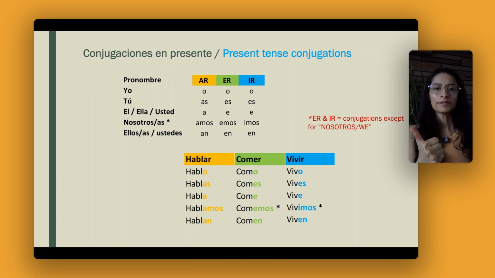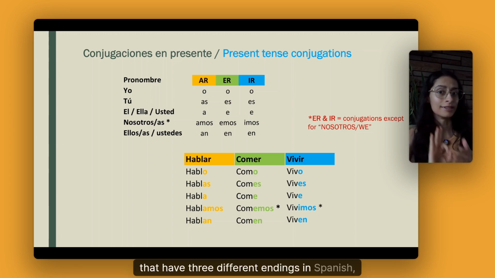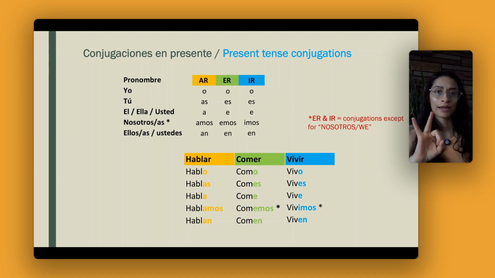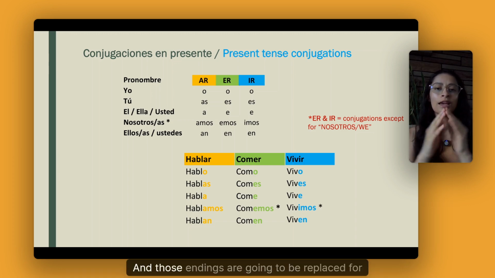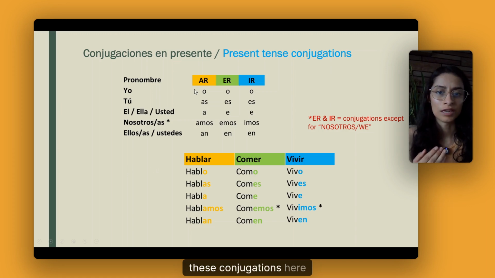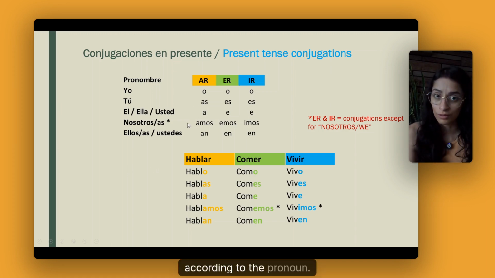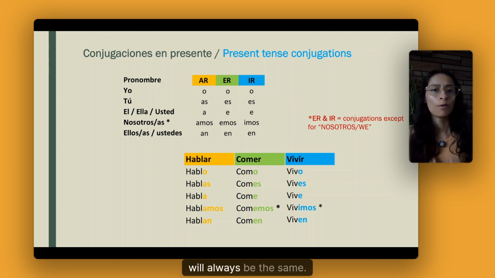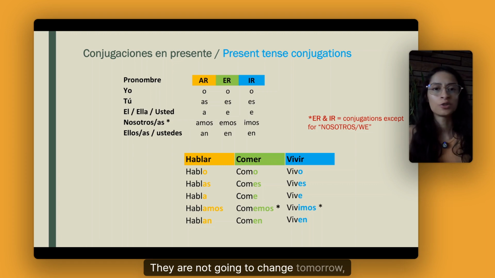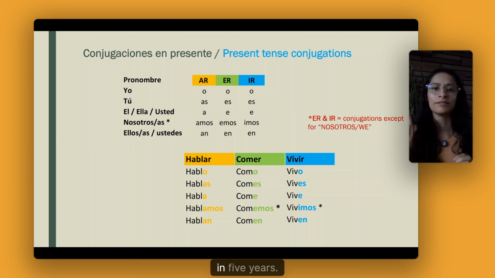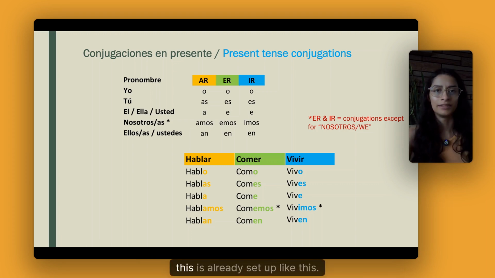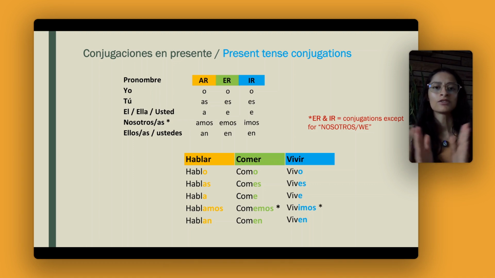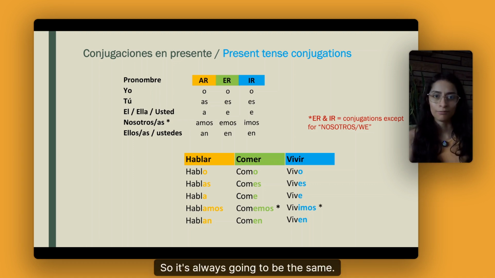Okay, so again, a little recap here. We have verbs that have 3 different endings in Spanish, ar, er, ir, and those endings are going to be replaced by these conjugations here according to the pronoun. So it is very important for you to know that these conjugations will always be the same. They are not going to change tomorrow, in 2 years, in 5 years. No, this is already set up like this, so it's always going to be the same. Okay?